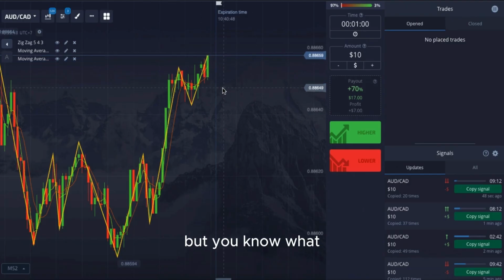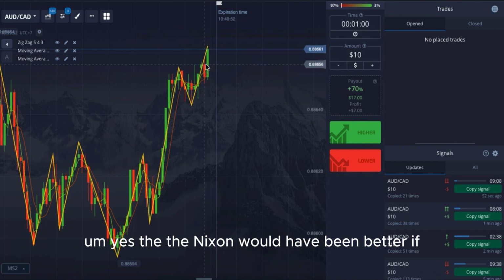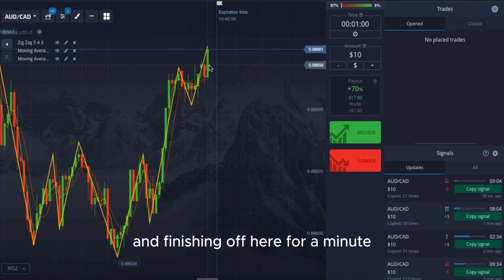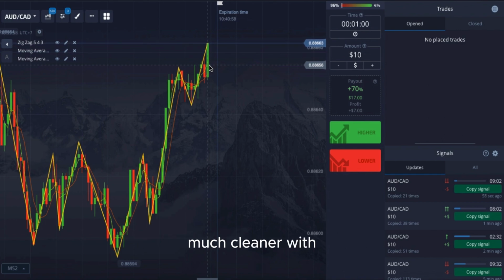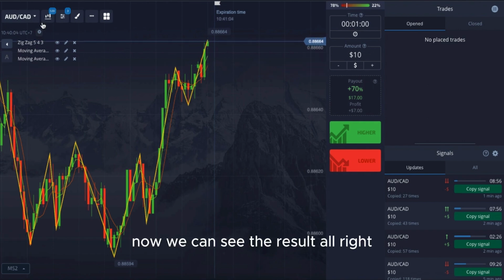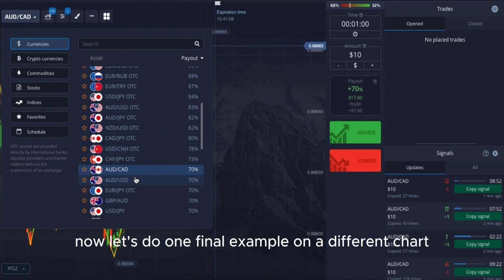That actually made it, but you know what? It's actually getting very tight. Yes, the next one would have been better if you think about it here and finishing off here for a minute, much cleaner win. Okay, so if you guessed a certain way, now you can see the result. All right, now let's do one final example on a different chart.